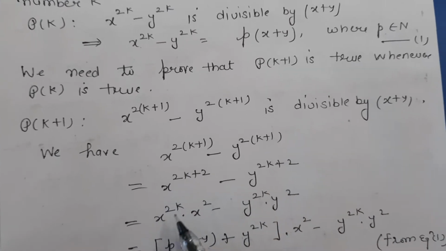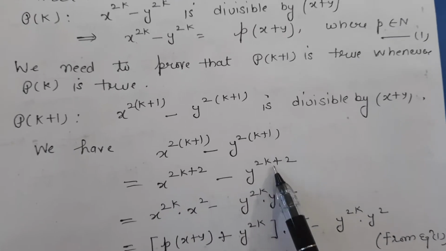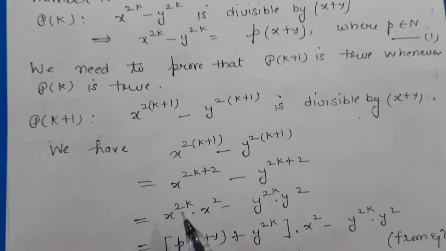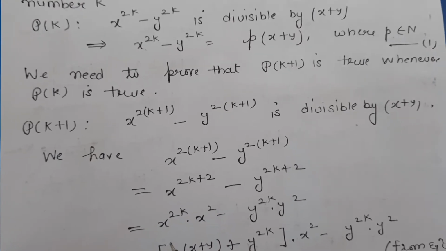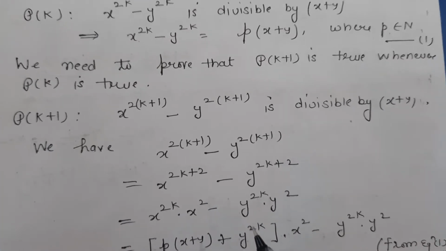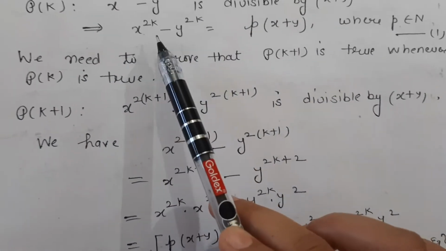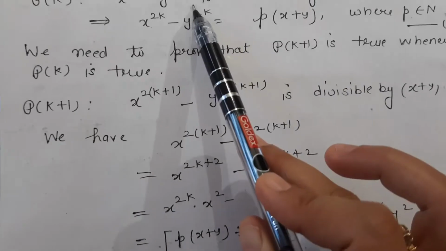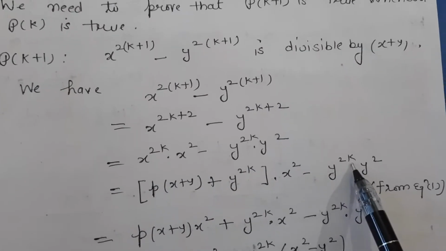Factorize this. This is x raised to the power 2k into x raised to the power 2. You can split the power here. Again you can split power here. You'll have y raised to the power 2k into y square. Now from equation number 1, you can either substitute the value of x raised to the power 2k, or you can substitute the value of y raised to the power 2k also. Suppose we are substituting the value of x raised to the power 2k. So this can be written as p times x plus y plus y raised to the power 2k into x square minus this term as it is.